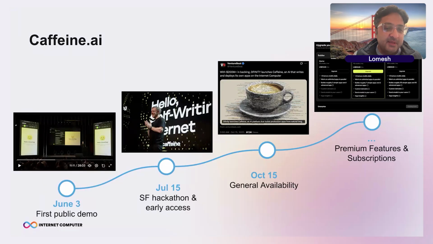So in June, Dom presented this in Zurich on stage, the first public demo of Caffeine. So this was really the introduction of what we call the self-writing internet to the world. Now, many people are familiar with vibe coding and a bunch of those kinds of tools that are available.